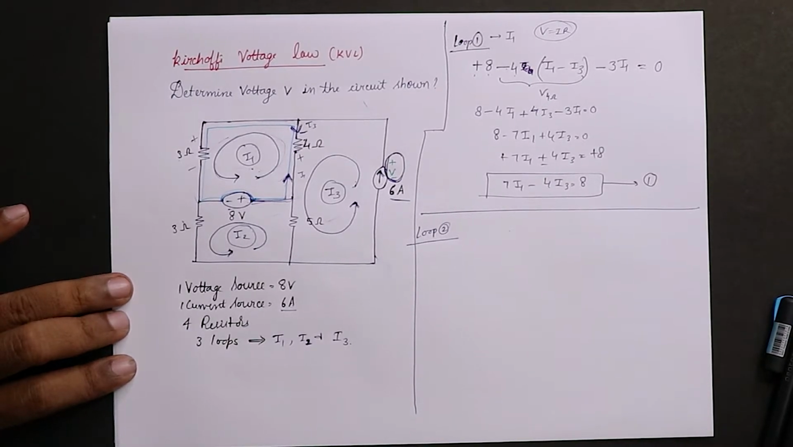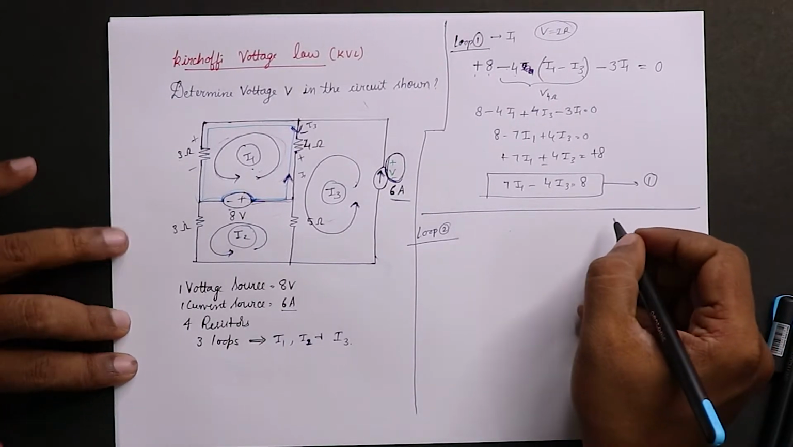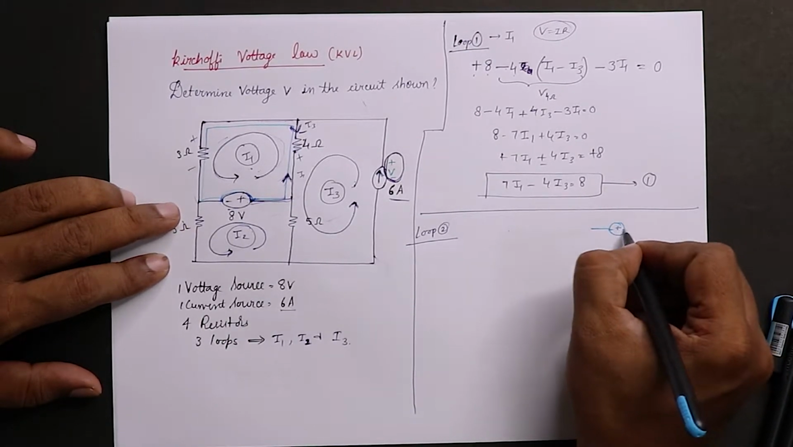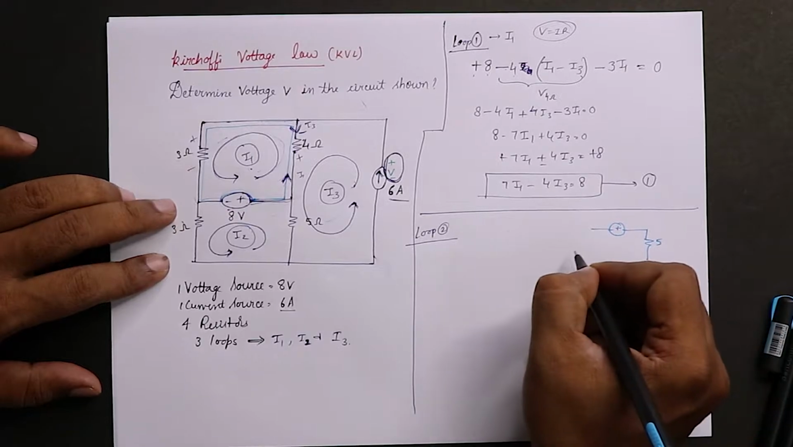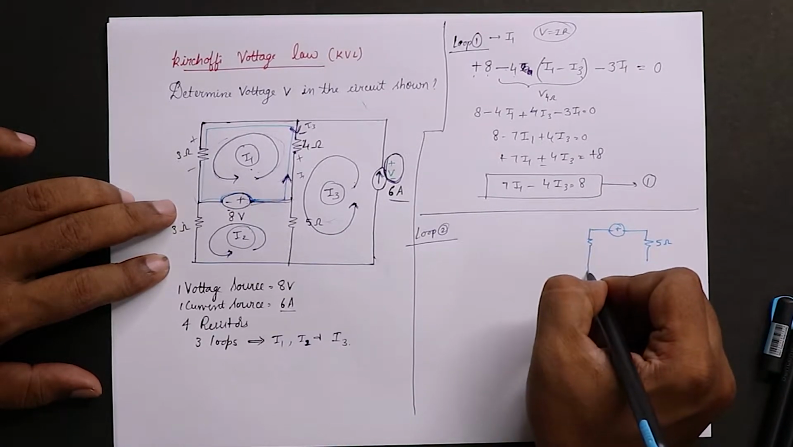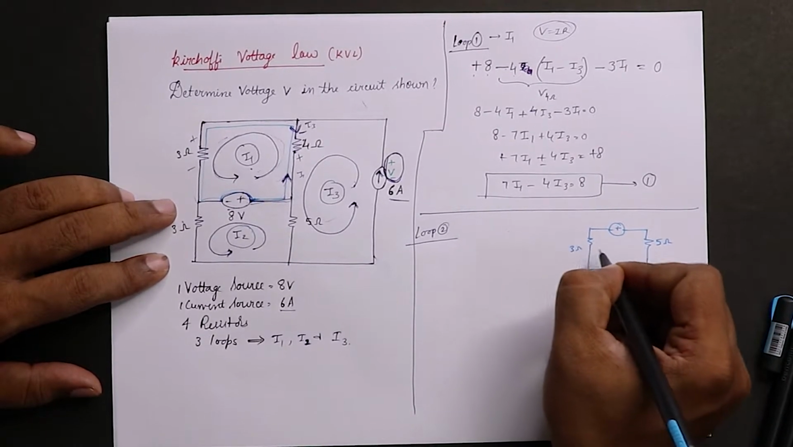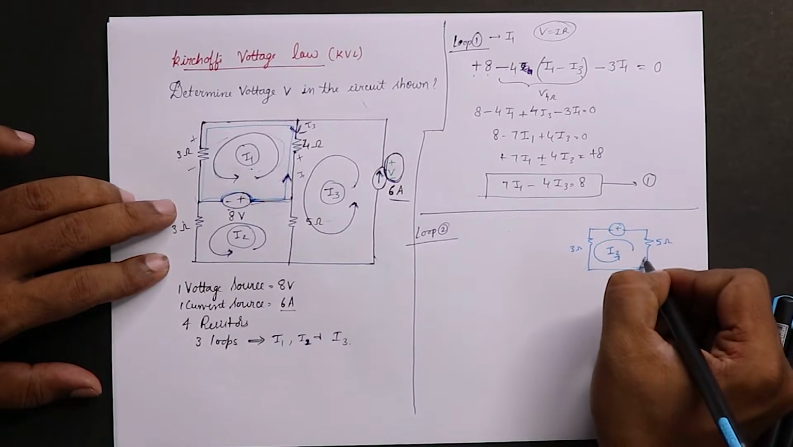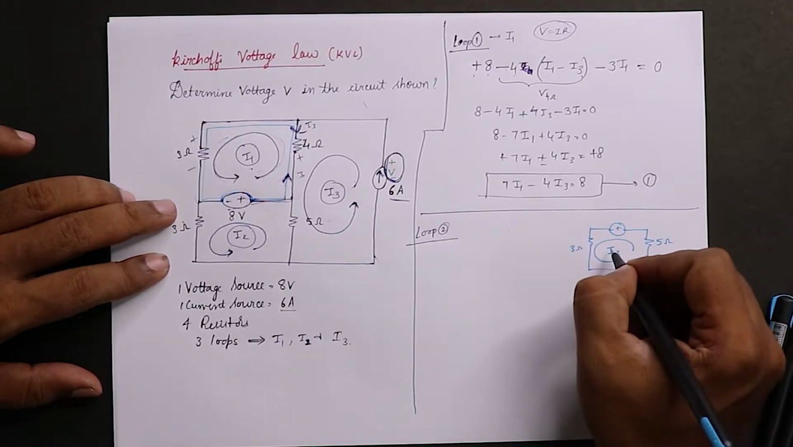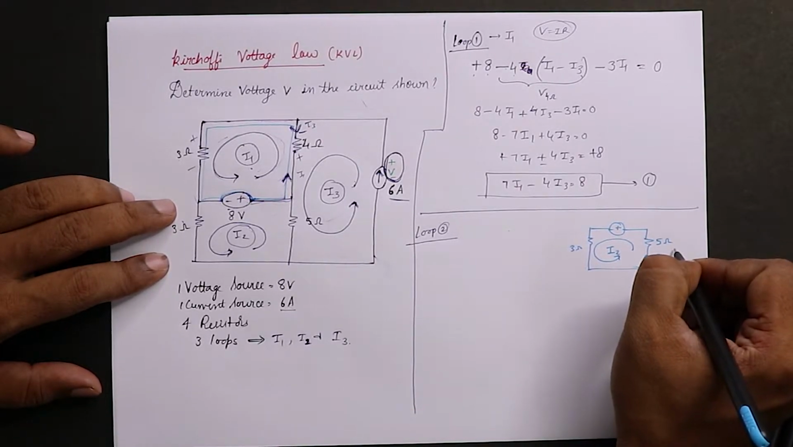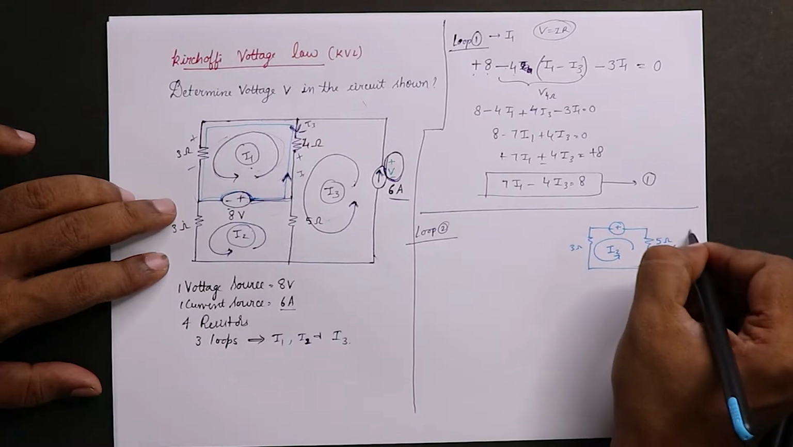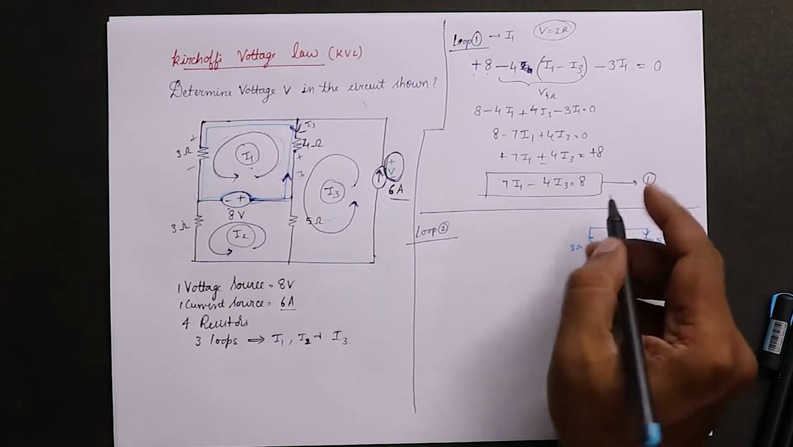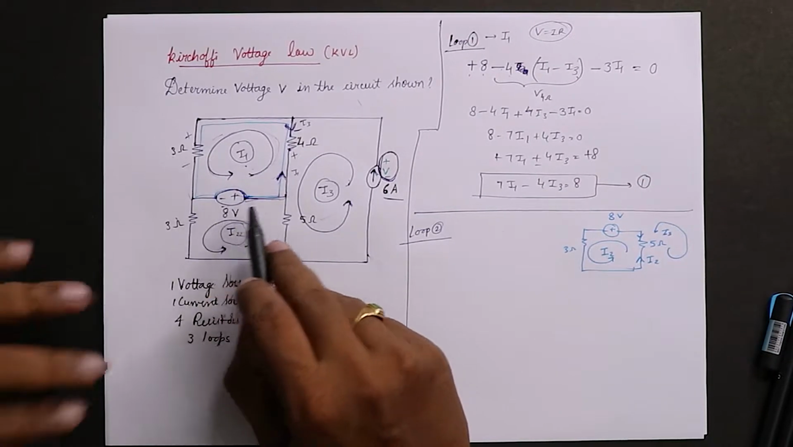Okay, I'll draw a diagram to avoid confusion. For loop 2, so this is the voltage source. This is 5 ohms. And this is the current direction, like this. And this I2. So I2 is coming like this, and 5 is in between I2 and I3. And I3 is coming from. So this is only for loop 2. Only this one.